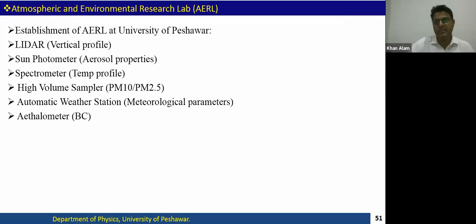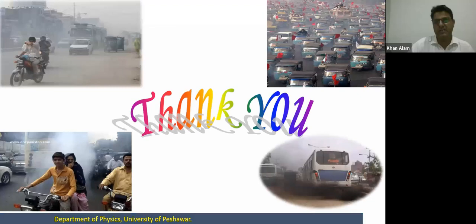So in the near future, we will have a huge number of instruments that can be used for regular aerosol monitoring that can address the air quality, human health issues, and the climatic implications over this region. Thank you very much.